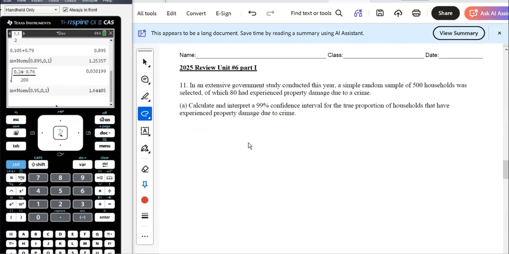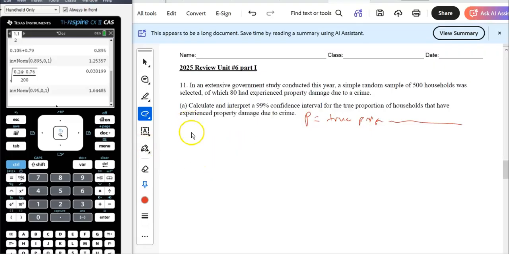An extensive government study conducted this year, a simple random sample of 500 households was selected, of which 80 had experienced property damage due to crime. Calculate and interpret a 99% confidence interval for the true proportion of households that have experienced property damage due to crime. So p is the true proportion of households that have experienced property damage due to crime. You're just parroting back the question there to define the parameter. Start with true proportion and then just parrot it back.